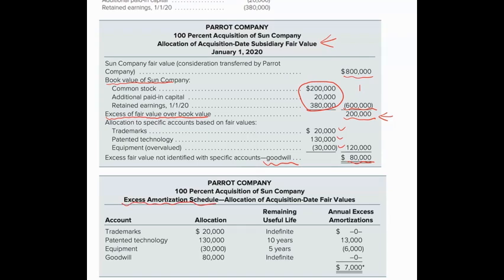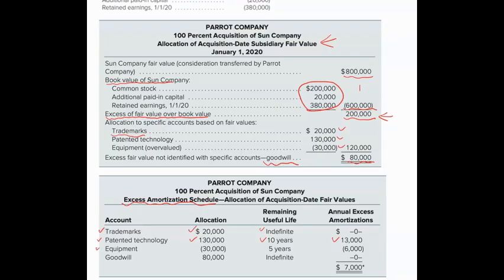In other words, if this trademark is undervalued, then every year there should be additional amortization to be recognized. So for example, for trademark, 20,000, but because it has an indefinite life, we do not amortize it. Second one, patent technology, undervalued by 130,000, and it has a 10-year useful life. So for this excess amount, every year there is going to be additional $13,000 annual amortization.